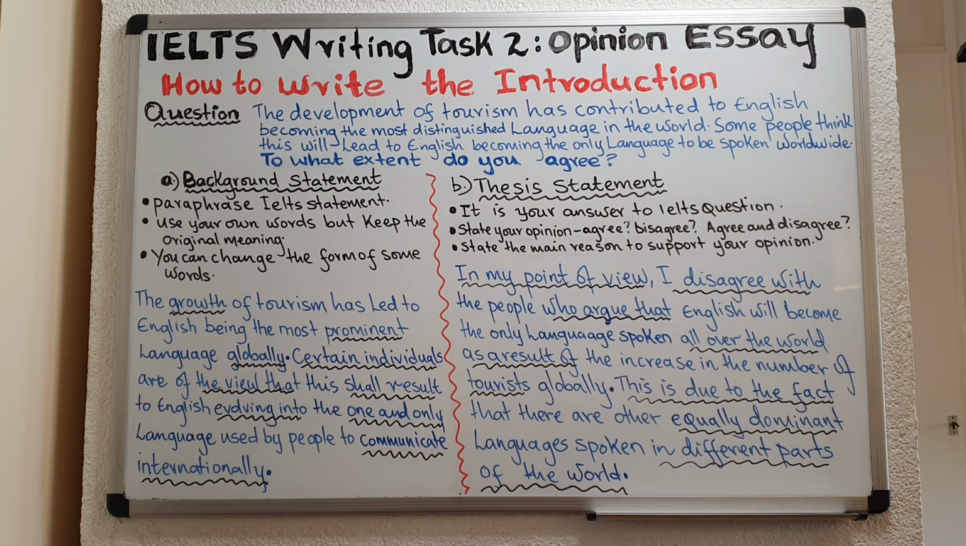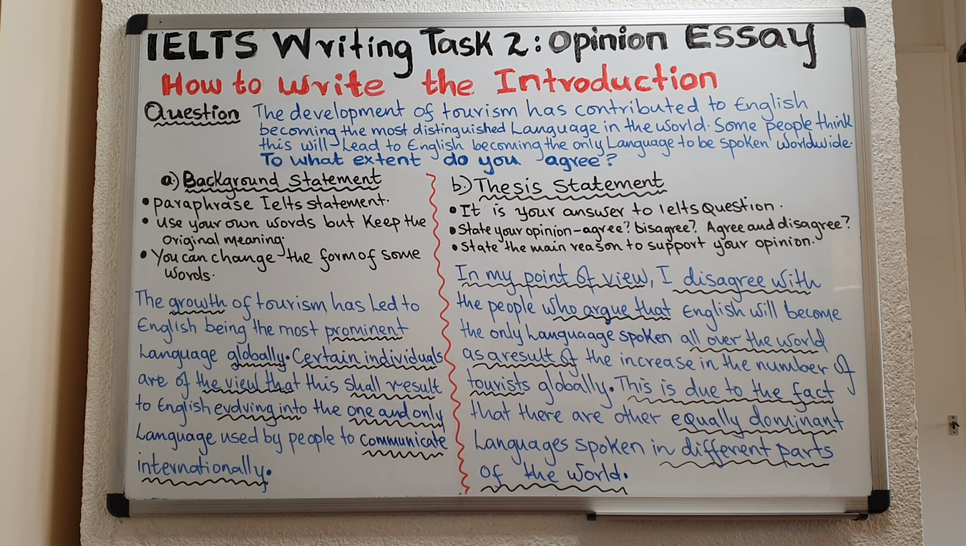You will be marked on task response, that is how well you have answered all the parts of the question. You will also be marked on coherence and cohesion, that is how you link your ideas together using linking words, and how you develop your ideas using simple, compound, and complex sentences, and also how you paragraph your work and you link your paragraphs. You will also be marked on vocabulary. And finally, you will be marked on grammar.